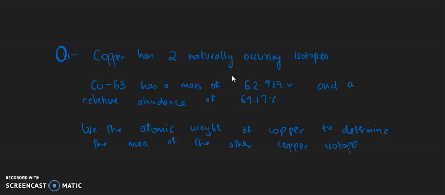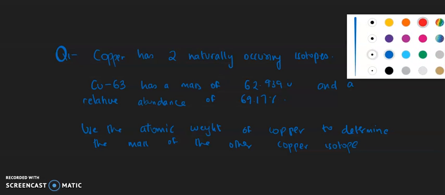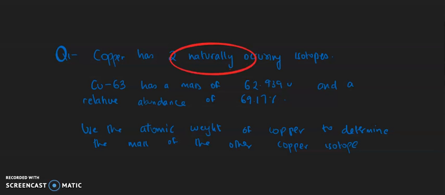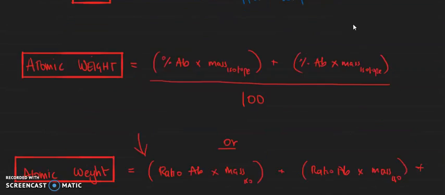Let's see what all we know from this question. We know that copper has two naturally occurring isotopes. We have the mass and the relative abundance of one of them, and we are asked to find the mass of the other copper isotope using the atomic weight of copper. So let's see which algebraic equation we can use for this.